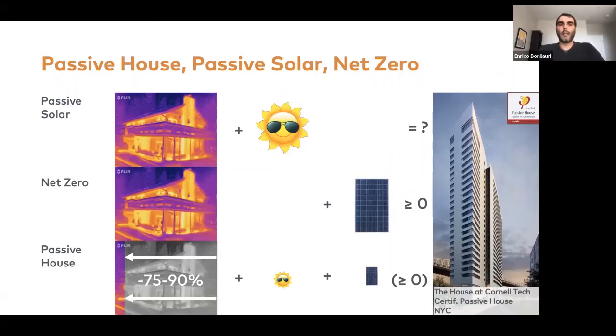And in talking about passive house, you don't want to only think about houses. These standards apply to other building typologies than just homes. The image on the right-hand side shows the Cornell Tech building in New York that is a certified passive house building, which is a high-rise in New York. So it does not apply only to homes.